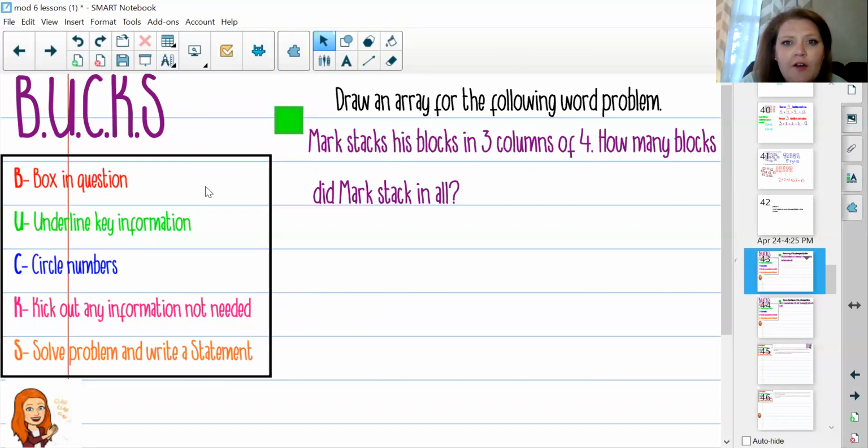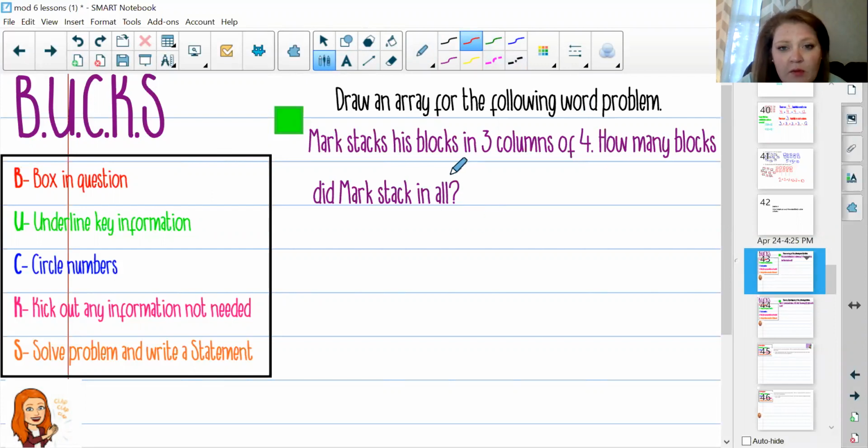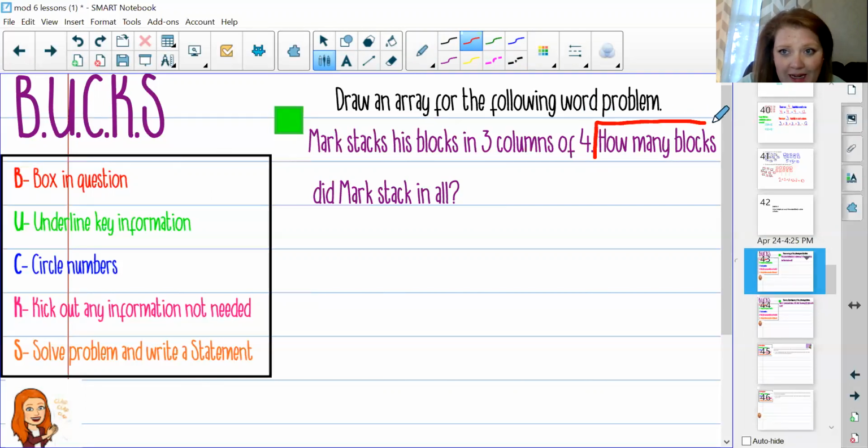So the directions are draw an array for the following word problem. Mark stacks his blocks in 3 columns of 4. How many blocks did Mark stack in all? Now, it's a word problem, so let's think BUCKS. Let's box in the question. Remember the trick I showed you earlier in the year: start at the question mark, go all the way back until you hit that period. Here is the question, so we're going to box that in.